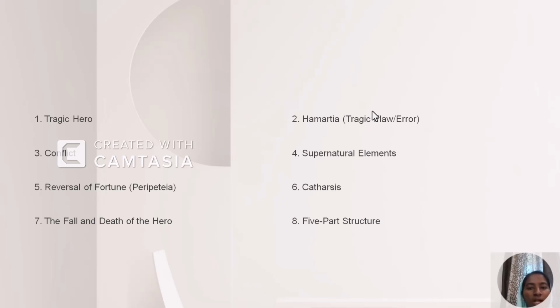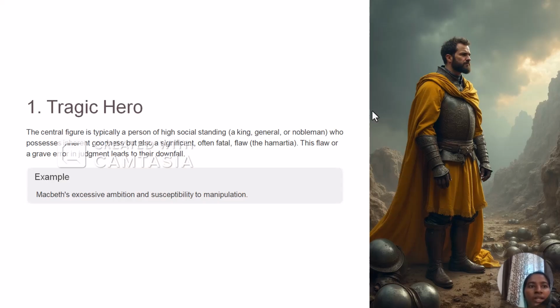Tragic hero, hamartia or tragic flaw, conflict, supernatural elements, reversal of fortune, catharsis, fall and death of the hero, five-part structure. The tragic hero. Every Shakespearean tragedy centers around a tragic hero. He is a person of high rank, often a king, prince, or noble general who commands respect and admiration. Despite his greatness, he possesses an inherent weakness or commits an error in judgment that leads to his downfall.